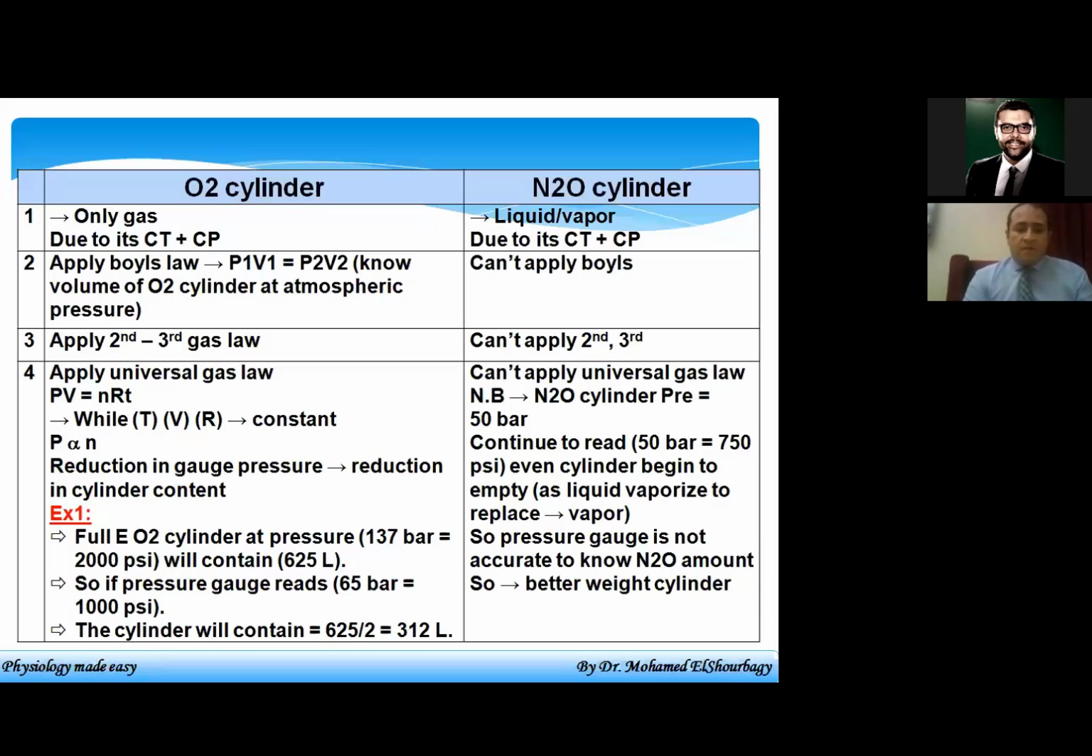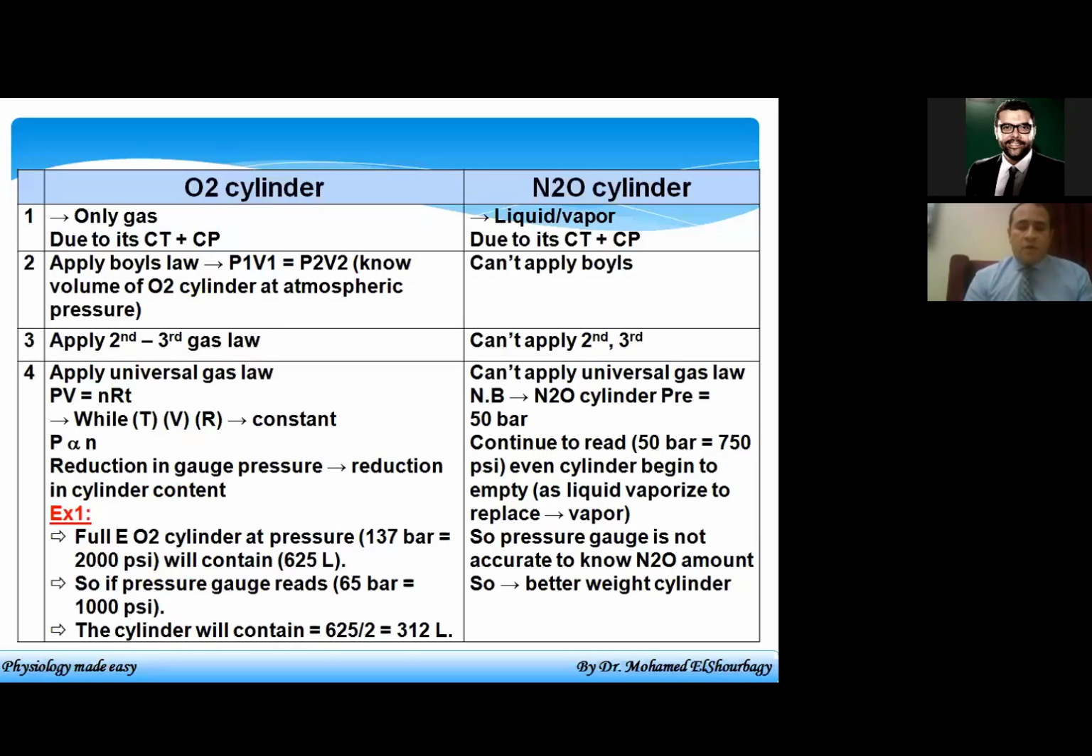For example, a full E oxygen cylinder at a pressure of 137 bar, or 2000 pounds per square inch, will contain about 625 liters. So if the pressure gauge reads 65 bar, equal to 1000 pounds per square inch, the cylinder will contain half. So we divide 625 over 2, which equals 312 liters.